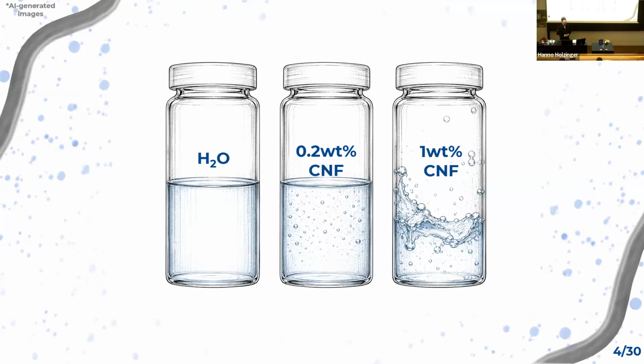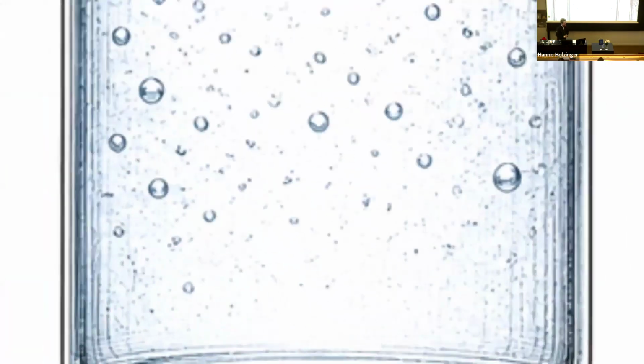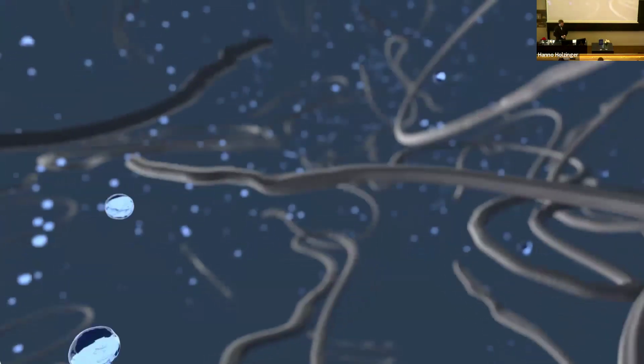And that already gives us a hint macroscopically of what is happening in these systems, because they strongly interact with each other and can form networks. To now artistically show how I imagine what happens in there, I made a little video of what is going on in these dispersions.